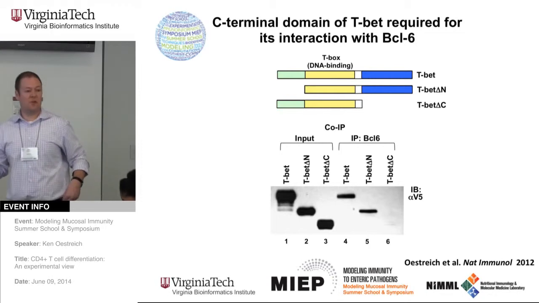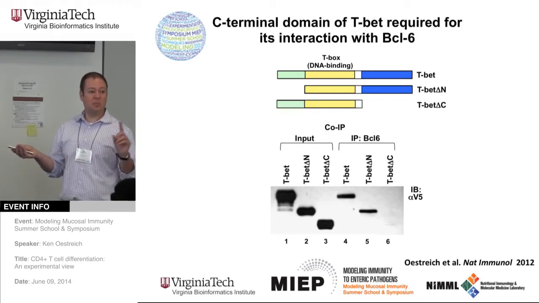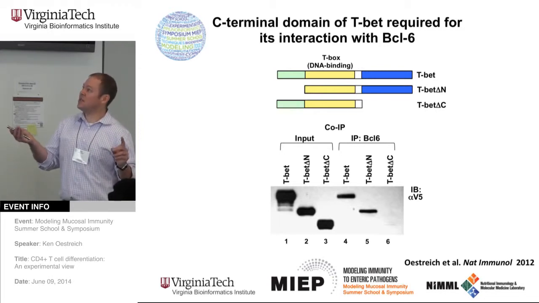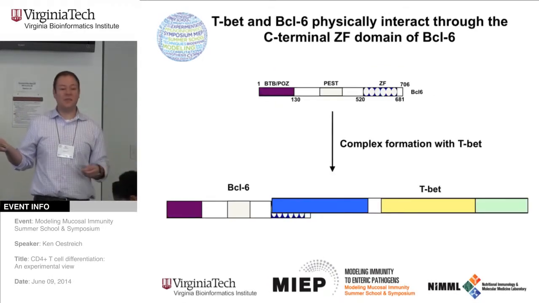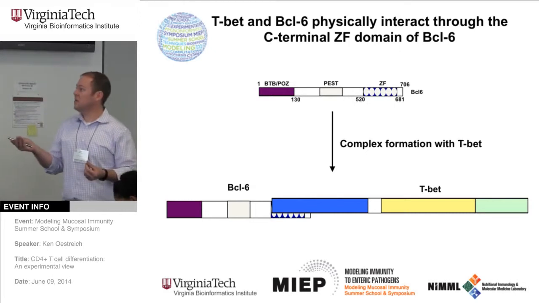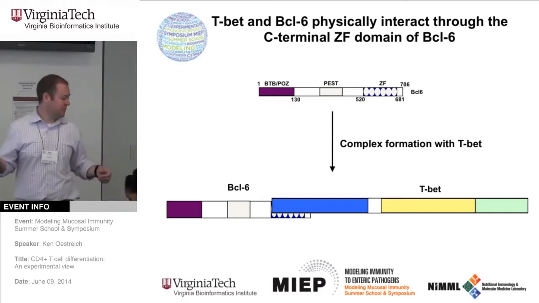Now, if we do the experiment from the other side and truncate domains of TBET, you can see if we truncate the internal domain, the interaction is fine. However, if we truncate the C-terminal domain of TBET, the interaction goes away. But importantly, the T-box DNA binding domain remains intact. So what we hypothesized was that during interaction between these proteins, TBET was actually binding through the C-terminal zinc finger DNA binding domain and masking it so that it could no longer bind to its own DNA binding sites.